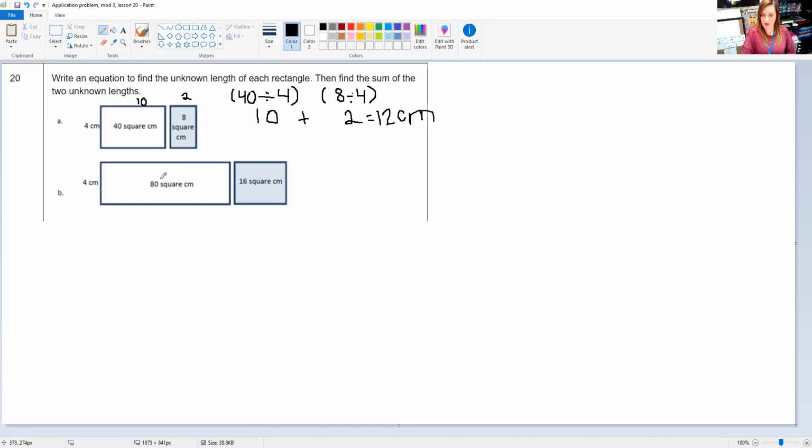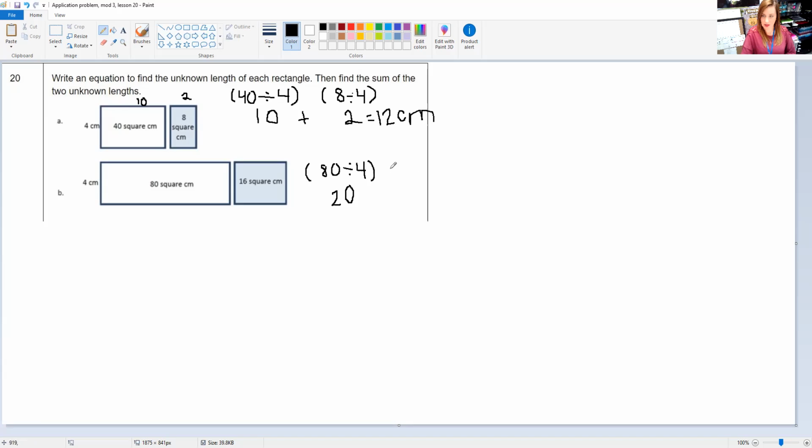So this is a new problem. It says this rectangle is 80 square centimeters, and they've given me the length of one side again, which is 4. I'm trying to figure out this. So I'm saying 4 times what gives me 80, or I can do it like a division problem and say 80 divided by 4, which I know is 20. 4 goes into 8 2 times, and then I add my 0.